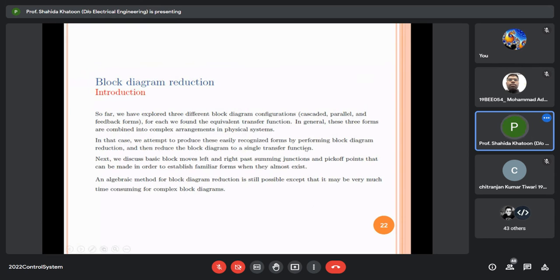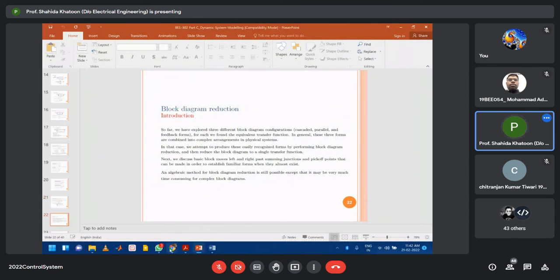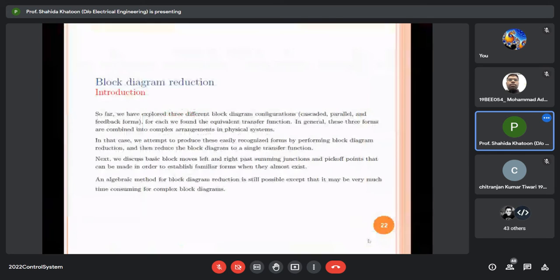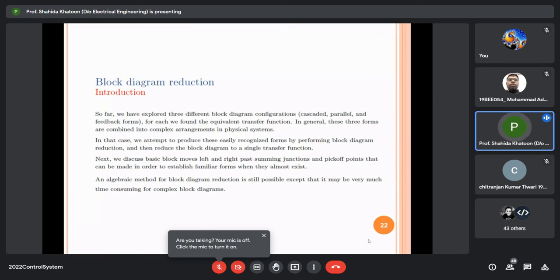So let us start the block diagram reduction. So far we have explored three different block diagram configurations, that is cascade, parallel, and feedback form. For each, we found the equivalent transfer function. In general, these three forms are combined into complex arrangements in physical systems. In that case, we attempt to produce these easily recognized forms by performing block diagram reduction techniques, and then reduce the block diagram to a single transfer function.